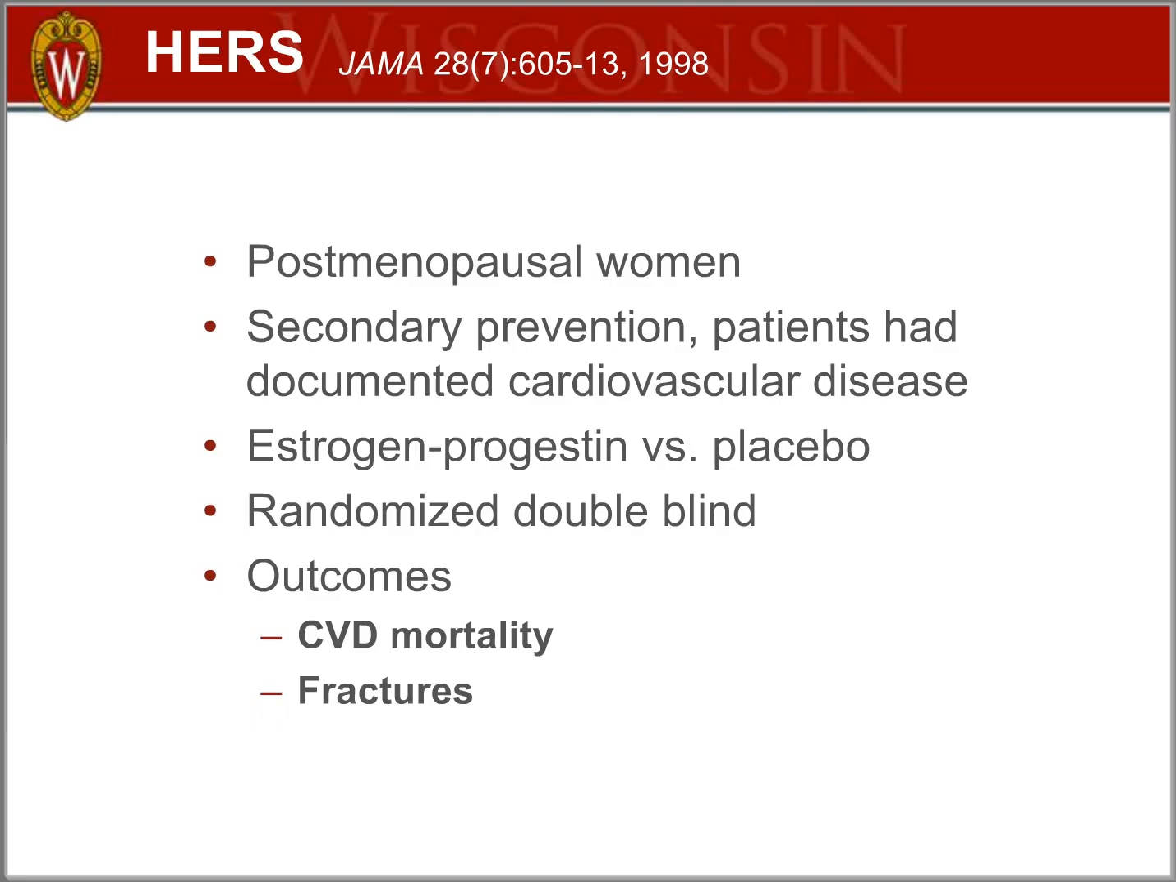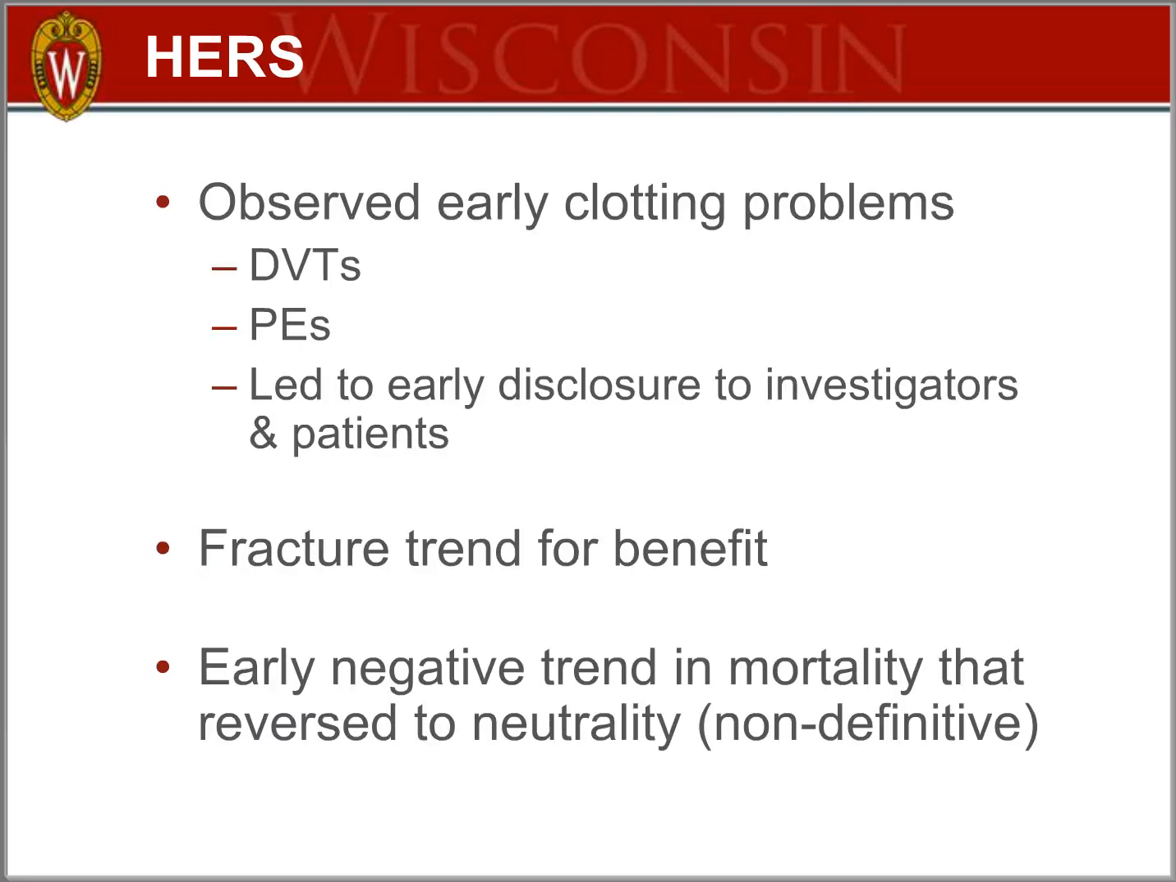It was already established that hormone replacement therapy would reduce bone loss in postmenopausal women, and therefore reduce the incidence of fractures. In the conduct of HERS, it was observed early that there were clotting problems. Deep vein thrombosis, or DVTs, and pulmonary embolism both had an increased incidence.